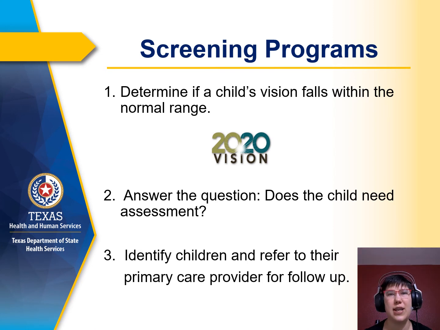So what we're trying to do is determine if a child's vision falls within the normal range, which is 20/20. So what we're trying to answer is, do they need assessment or not? Yes, no. And then we want to identify those children, refer them to their primary care providers, and follow up. You'll see that this mirrors the hearing screening program significantly.